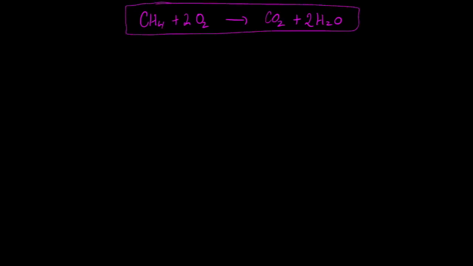Let's do the combustion of methane. This is not balanced, so let me balance it quickly so we have something to work off of. 1 C, 4 H's, 4 O's, 2 and 2, 4 O's. Okay, so here we go. We have a starting point, and the question is, what is delta H?